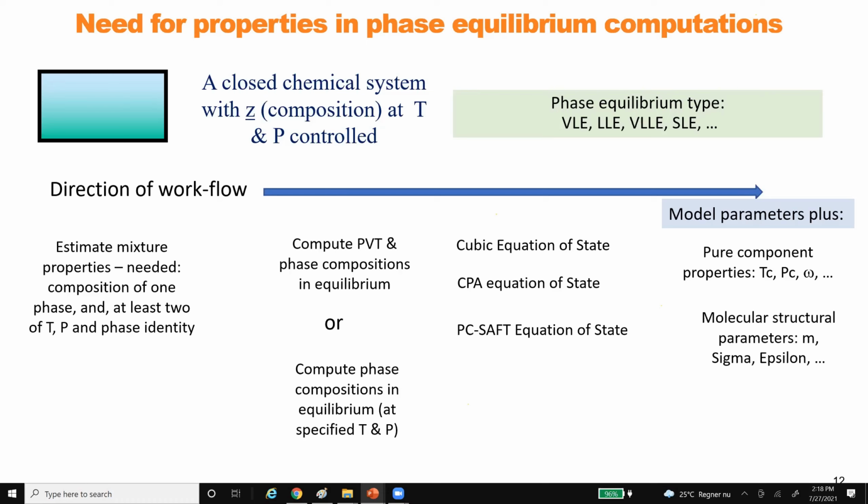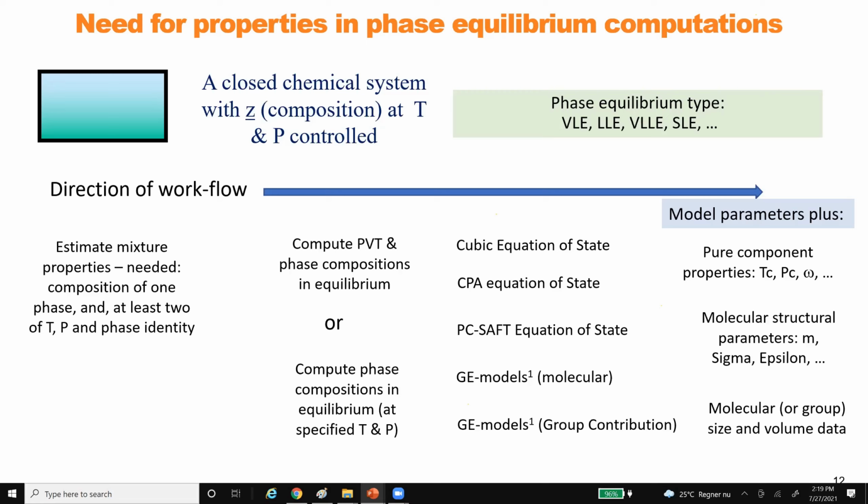We can also use a well-known equation of state these days called PC-SAFT. PC-SAFT does not need TC, PC, omega, but it needs some other structural parameters. M is a size parameter, and sigma and epsilon have to do with the bonds and the energies. So knowing the structure, it is possible to calculate the three parameters. And if we know those three parameters, without needing TC, PC, omega, we can do the PVT and the phase equilibrium compositions.